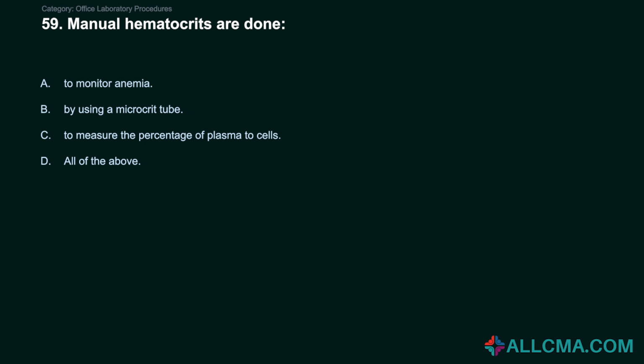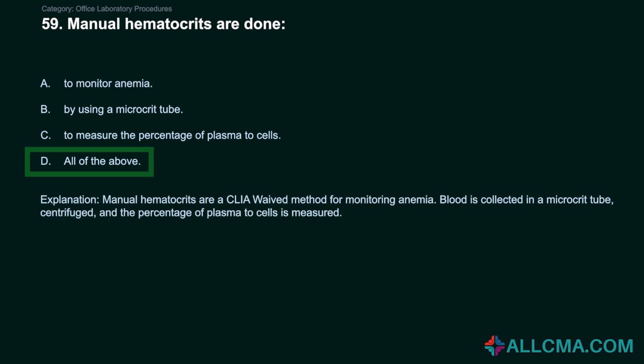59. Manual hematocrits are done. A. To monitor anemia. B. By using a microcrit tube. C. To measure the percentage of plasma to cells. D. All of the above. Correct answer, D. All of the above. Manual hematocrits are a CLIA waived method for monitoring anemia. Blood is collected in a microcrit tube, centrifuged, and the percentage of plasma to cells is measured.